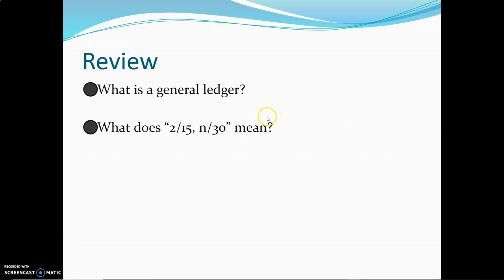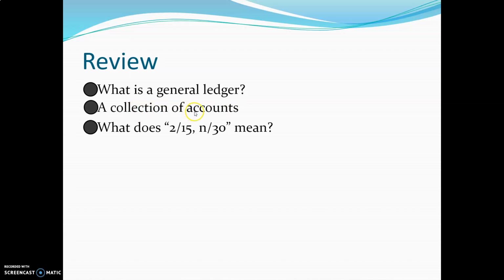A general ledger is where we take our journal transactions and post them. They get posted to a general ledger, which is a whole bunch of accounts. So it's a collection of accounts where we get to see the debits and credits of each account.